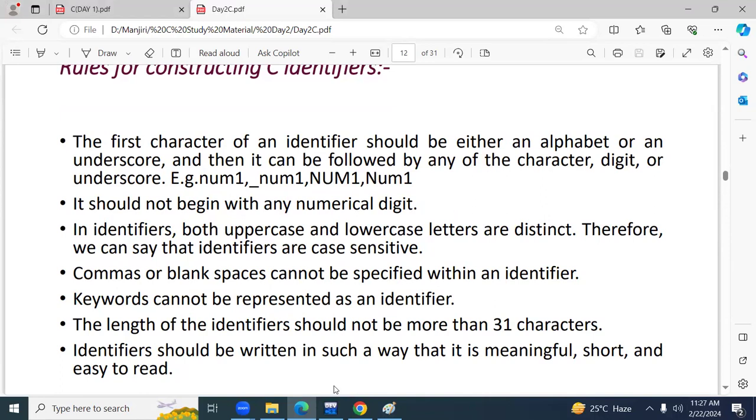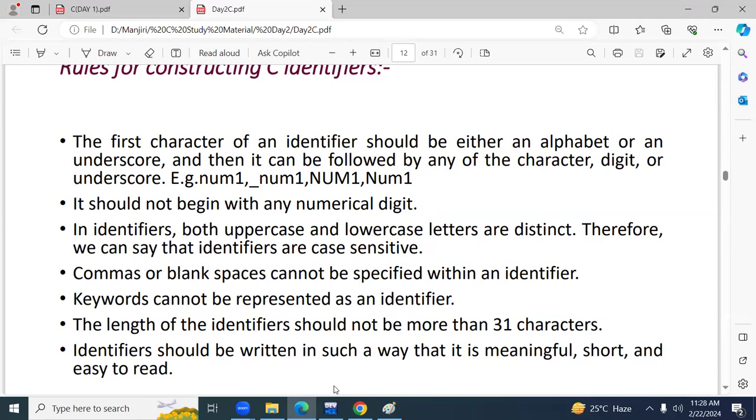Just try to read them out and I'll cover it. The first rule is that it should start with an alphabet only. Whatever identifier you are going to create, right now focusing on the variable, the start of it is always a letter. It should not begin with a number. Okay, it should not begin with a number.